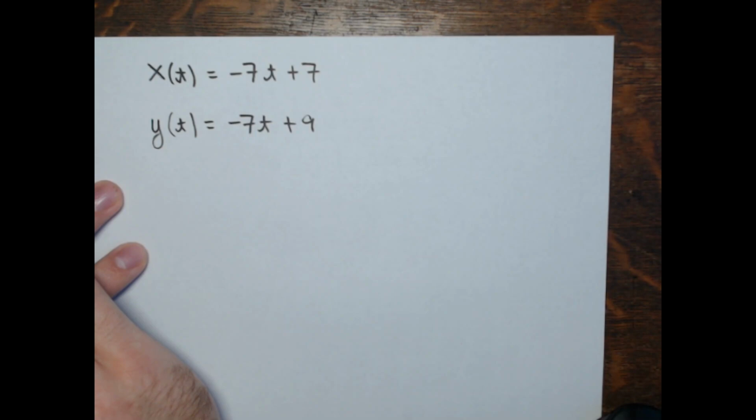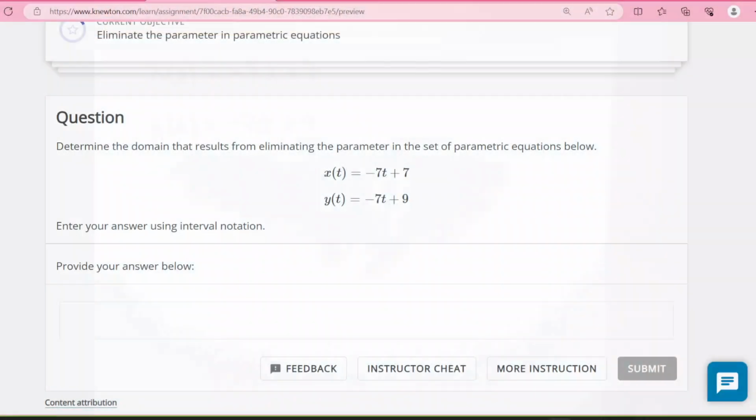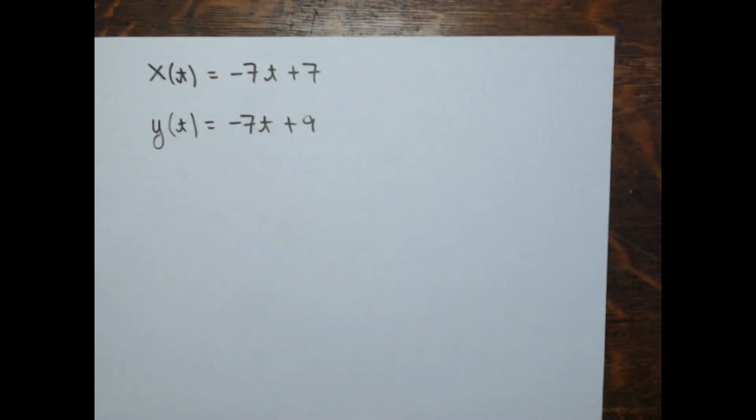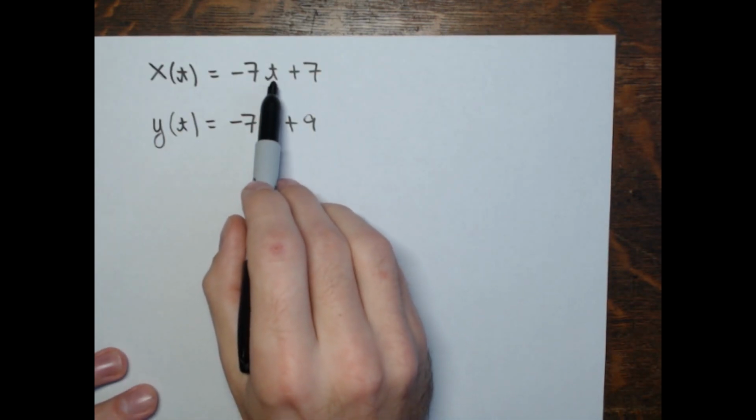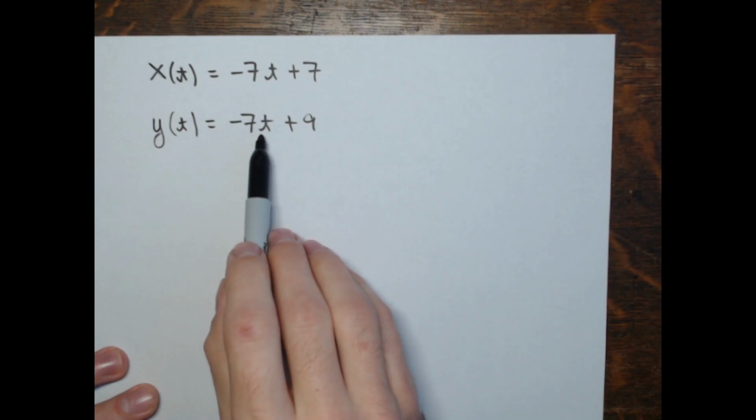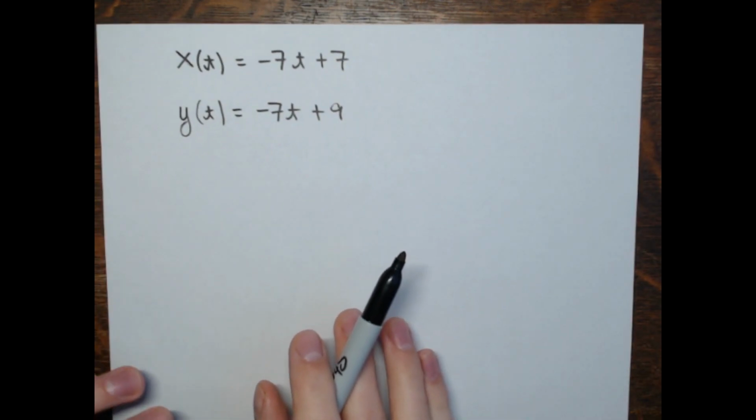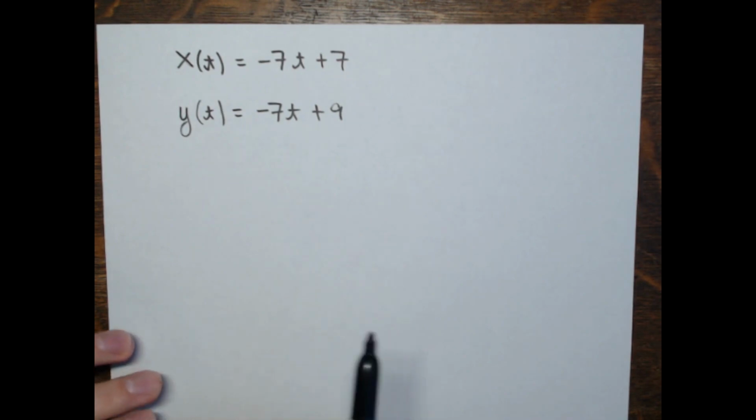Oh, I've got to read the instructions. So look at this: determine the domain that results from eliminating the parameter in the set of parametric equations below. So after I eliminate the parameter, they want the domain of the function that results. That's still going to be eliminating the parameter. You can solve for t in one equation, substitute for t in the other, and then you'll get just an equation in x and y, a rectangular equation or Cartesian equation.